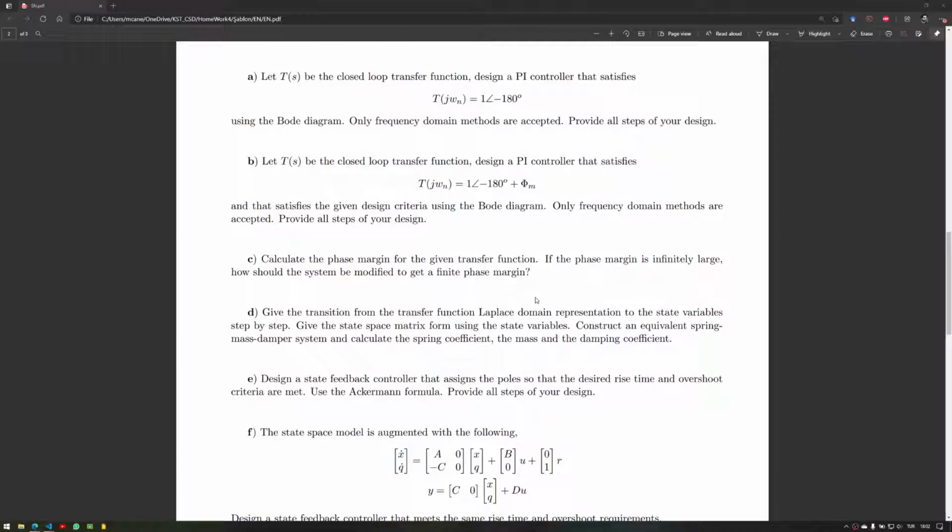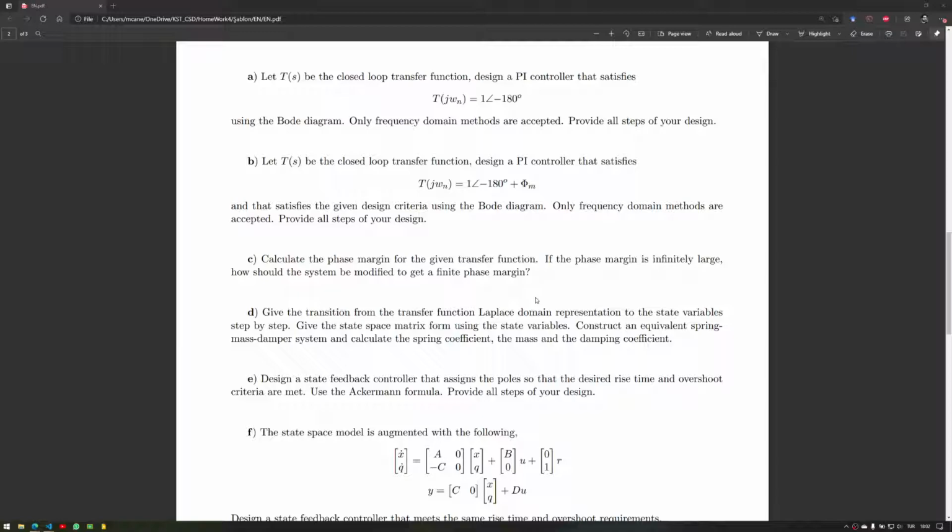And then we have C, where we are asking you for the phase margin of the system, which is straightforward in this case. But if this phase margin happens to be infinitely large, then what should be the alteration of the system, or how should we modify the system so that we have a finite phase margin? And you should provide an example here.